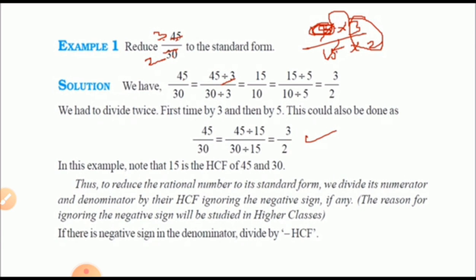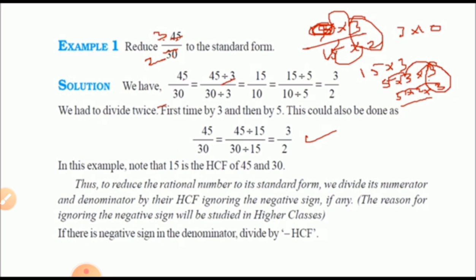Now remember we already studied LCM and HCF, lowest common multiple and highest common factor. So check both numbers 45 and 30. 15 is the HCF of those numbers. You can divide directly by this number, and you will get the final answer within a second. Many times I have said you should divide by the HCF of the numbers. You will get the reduced form.